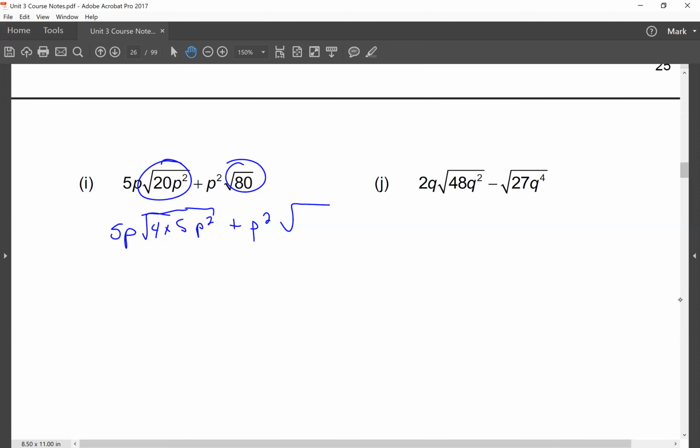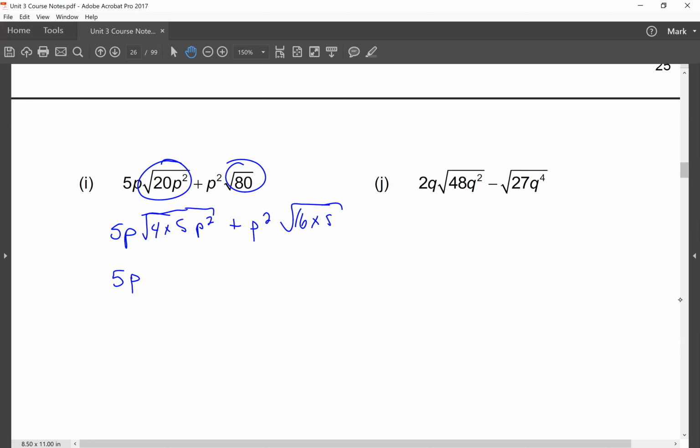And what about 80? What are some numbers? Well, 8 times 10. 4 and 5. 4 and 4. 16 times 5, you mean? Yeah, 16 times 5 is 80. That's good. So what this ends up being is I get 5p.